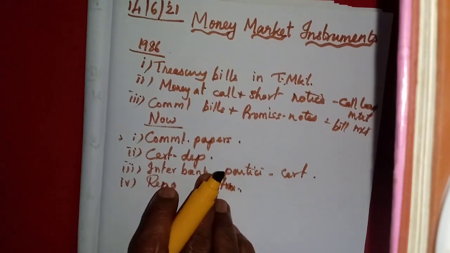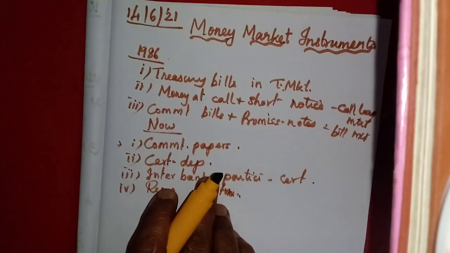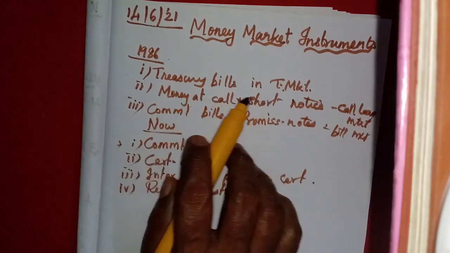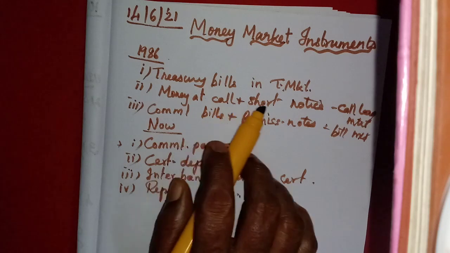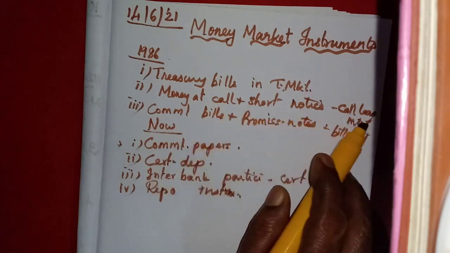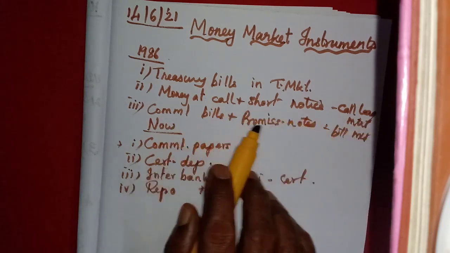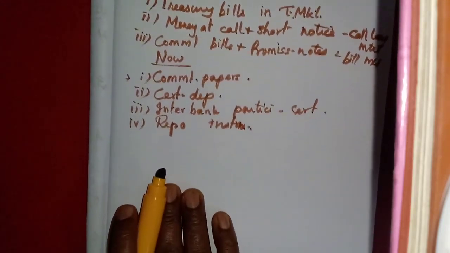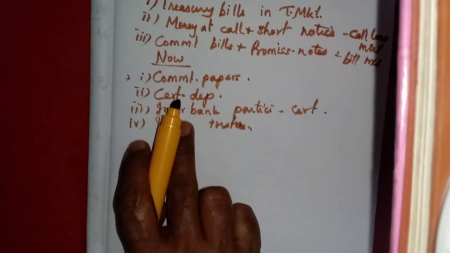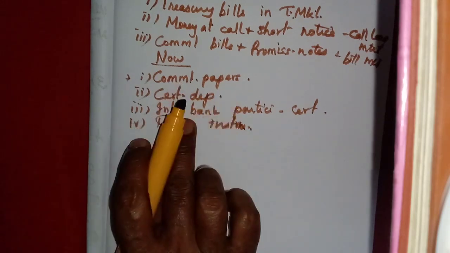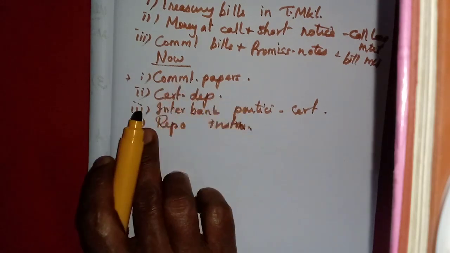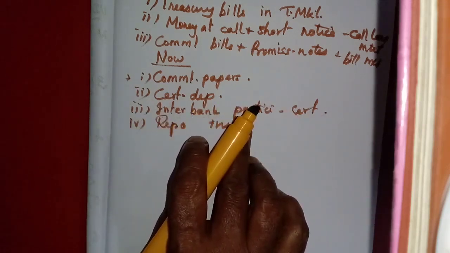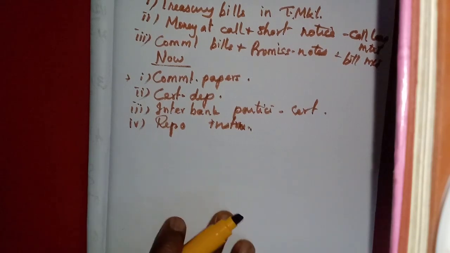First, up to 1986 we had three. They were the treasury bills in the treasury market, money at call and short notice in the call loan market, then commercial bills and promissory notes in the bill market. Now we have, in addition to these, four more: the commercial papers, certificate of deposits, interbank participation certificates and the repo instruments. Okay, now we will see these one by one.